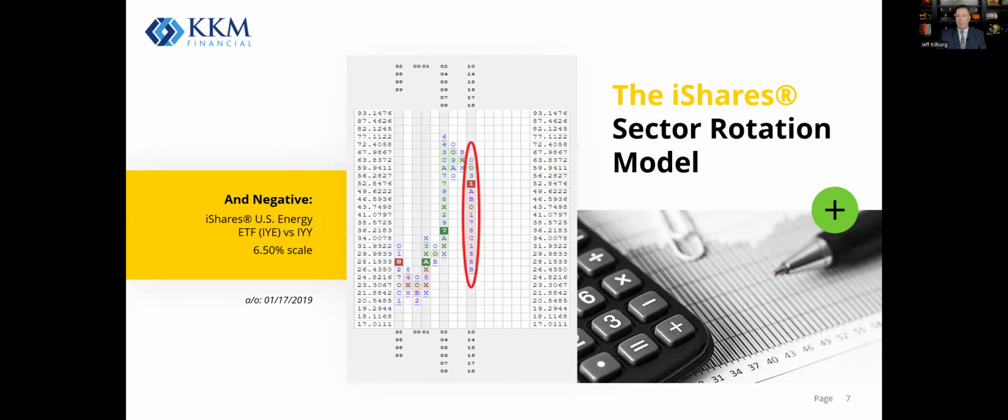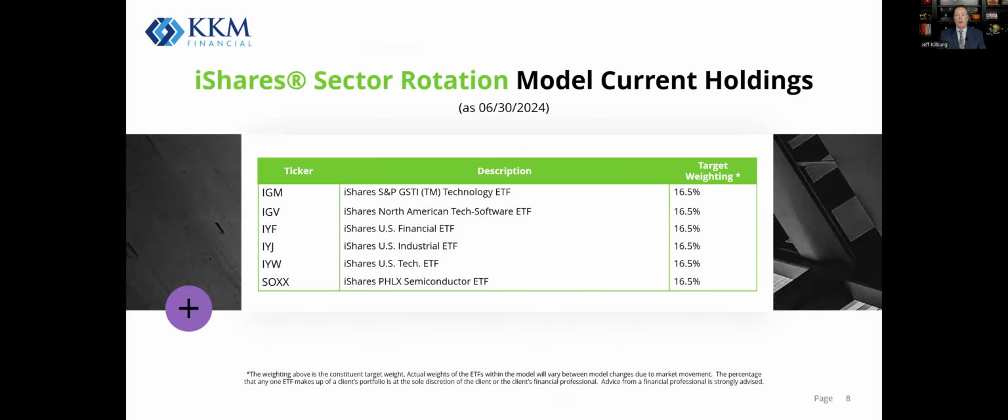Here's a negative example where you can see energy. In this example, dating back to 2019, it was asked to leave the model because it was revealing weakness at that moment in time. Here are the current constituents. As of the summer of 2024, there's a technology exposure. Again, another technology exposure, but more drilled down, more specific, North American tech software. You can see financial exposure, industrial exposure, broad swath tech exposure, which again has been a major theme, not just in 2023, but again in 2024.